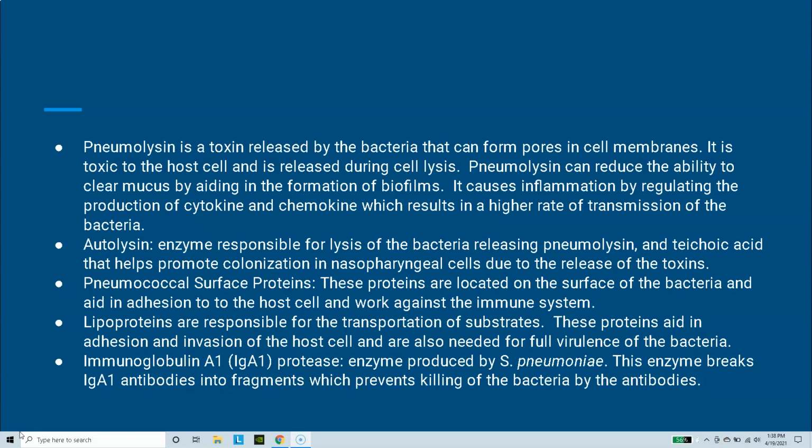Pneumococcal surface proteins are proteins located on the surface of the bacteria, and they aid in adhesion to the host cell and work against the immune system. Lipoproteins are responsible for the transportation of substrates. These proteins aid in adhesion and invasion of the host cell and are also needed for full virulence of the bacteria. Immunoglobulin A1 protease is an enzyme produced by Streptococcus pneumoniae. This enzyme breaks IgA1 antibodies into fragments, and this prevents killing of the bacteria by the antibodies.